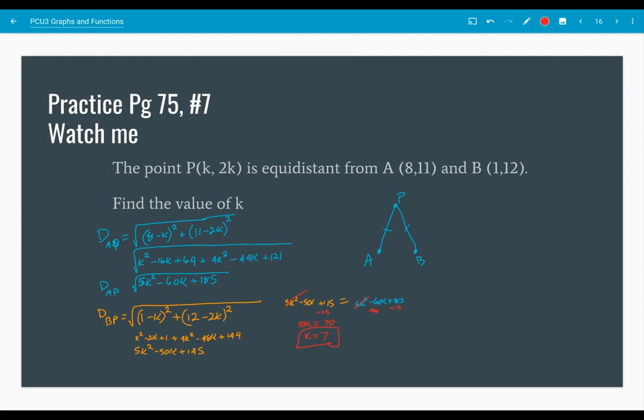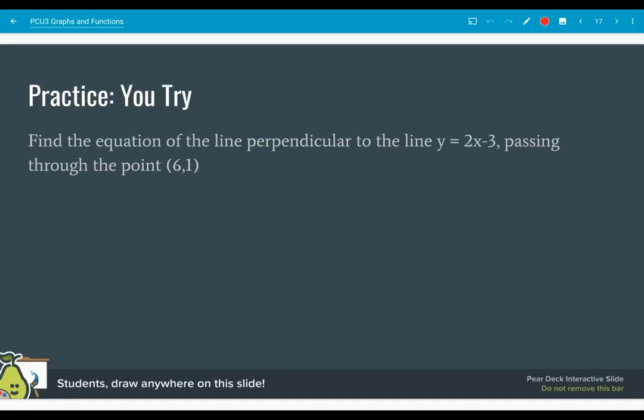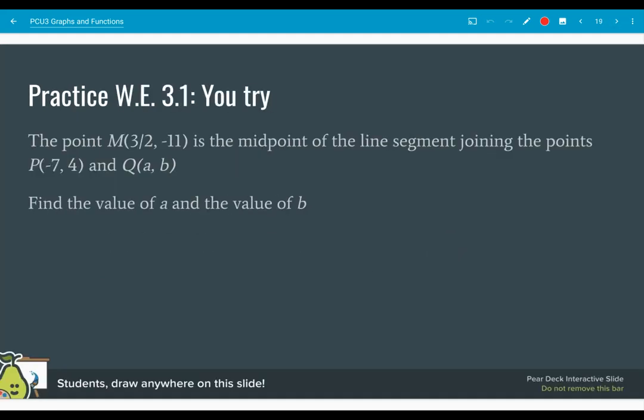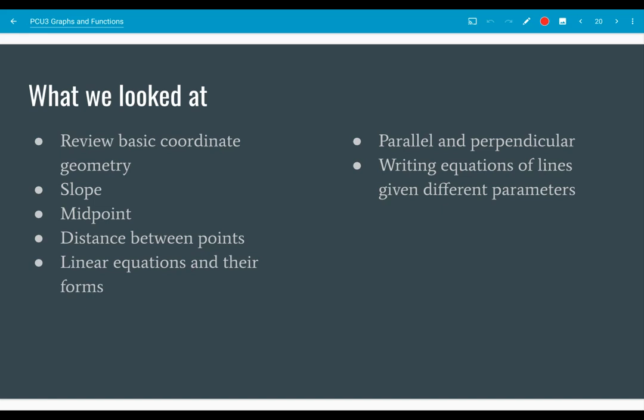One step at a time, focusing on what you're given, what your question is, and how you can take one step. Now, this seems like a lot right now, but the only way to get better is through practice. So I've got several more problems lined up for you to practice in class. So what we looked at in this video was reviewing basic coordinate geometry: slope, midpoint, the distance formula between 2 points, and remember, that is the square root of delta x squared plus delta y squared. It's the Pythagorean theorem. Parallel, perpendicular, and how to write equations.